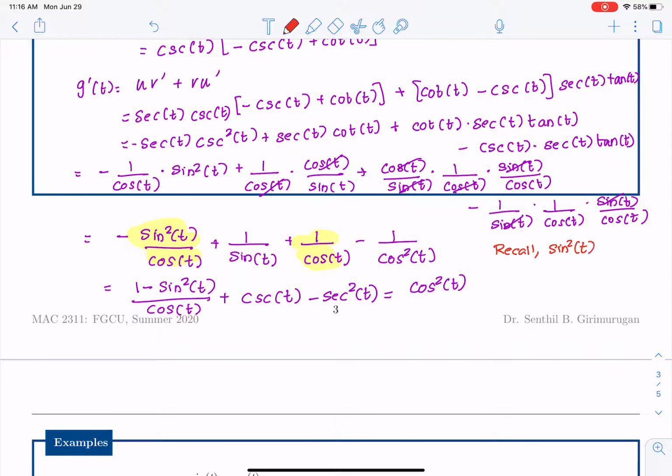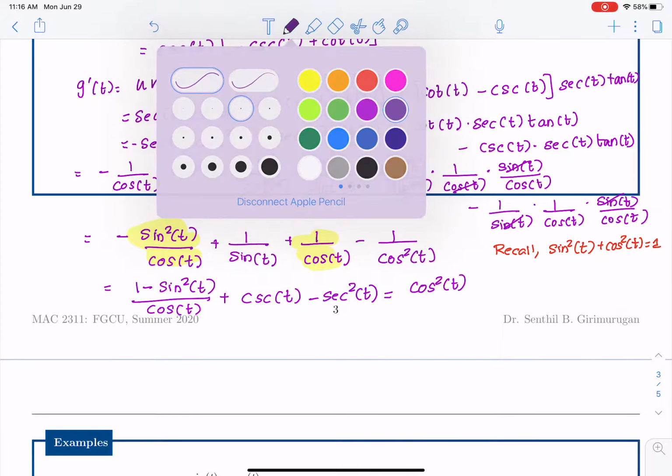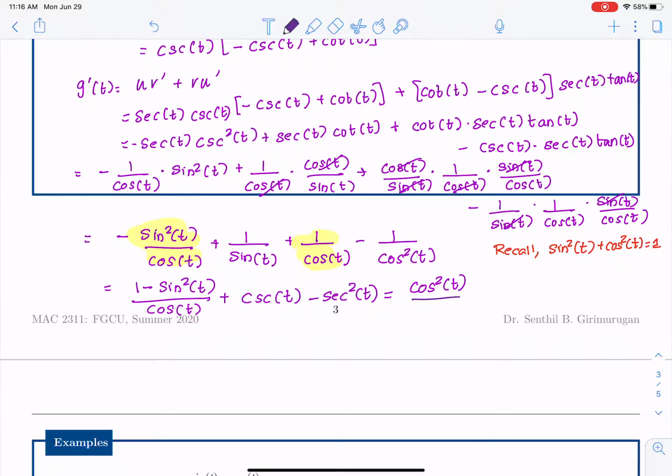I mentioned this earlier at the beginning of the video. So I would have cosine squared t divided by cosine t plus cosecant t minus secant squared t. I could cancel one of the cosines, so the answer would be cosine t plus cosecant t minus secant squared t.